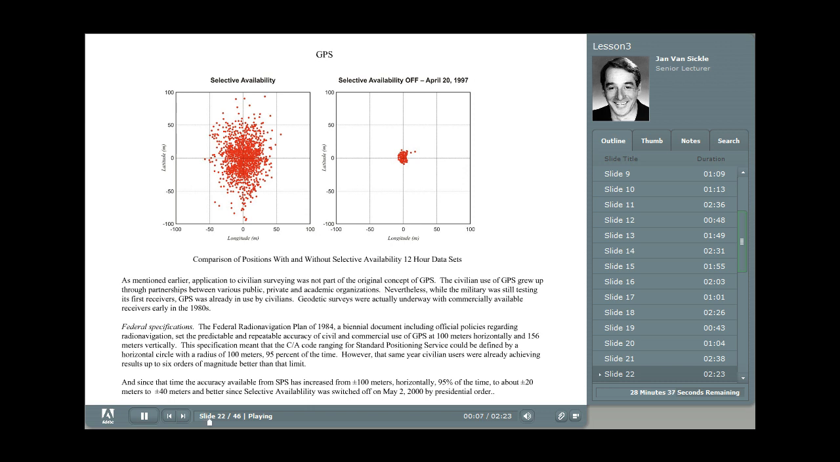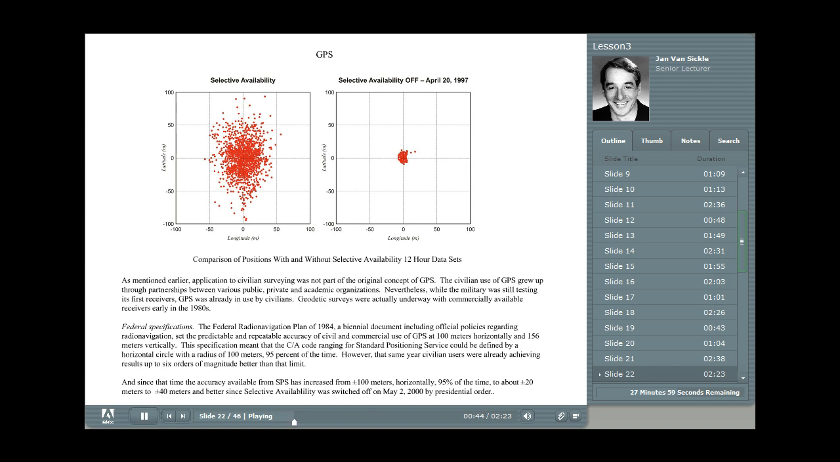Actually, the civilian portion of GPS was not really a focus in the beginning of the system. It was decidedly a Defense Department system, but the concept was that if civilians were to use it, 100 meters horizontally and 156 meters vertically at 95% reliability was the goal. This was the Standard Positioning Service, or SPS.